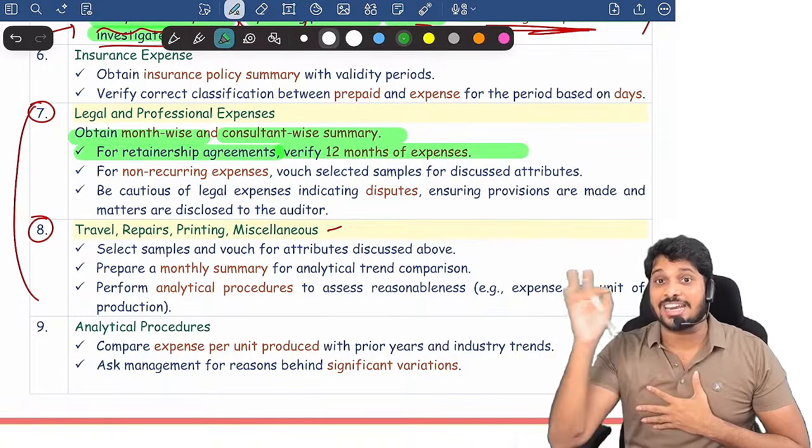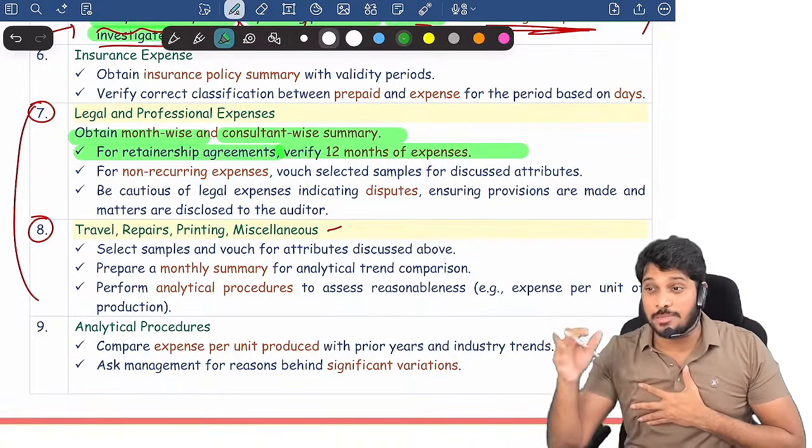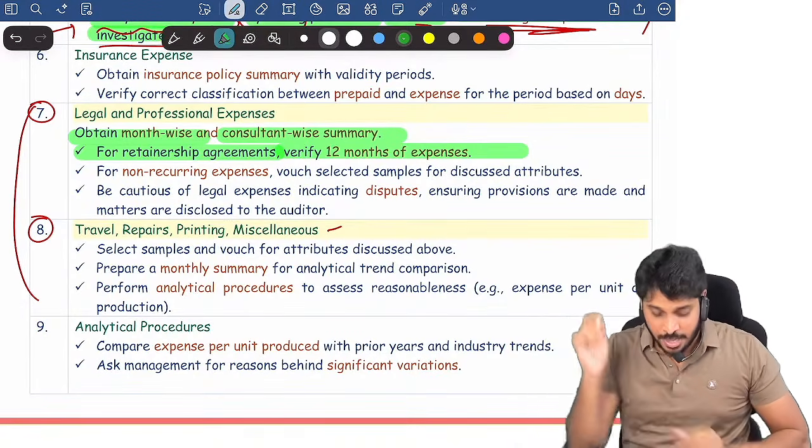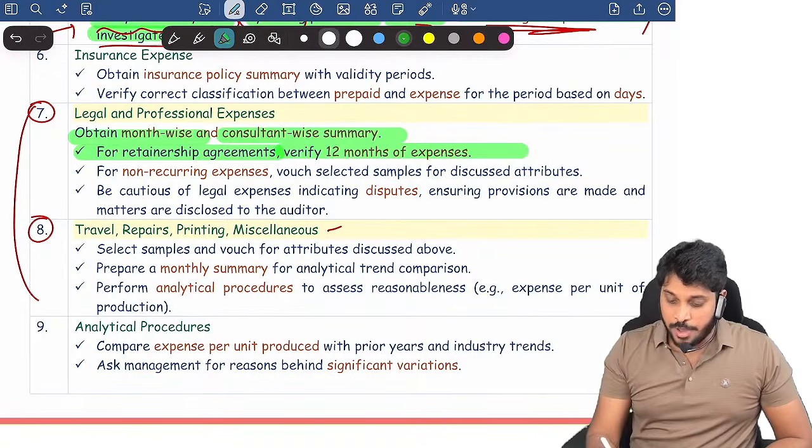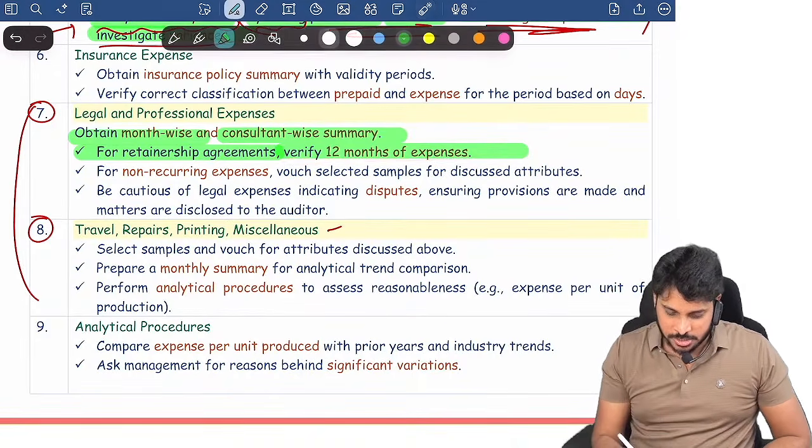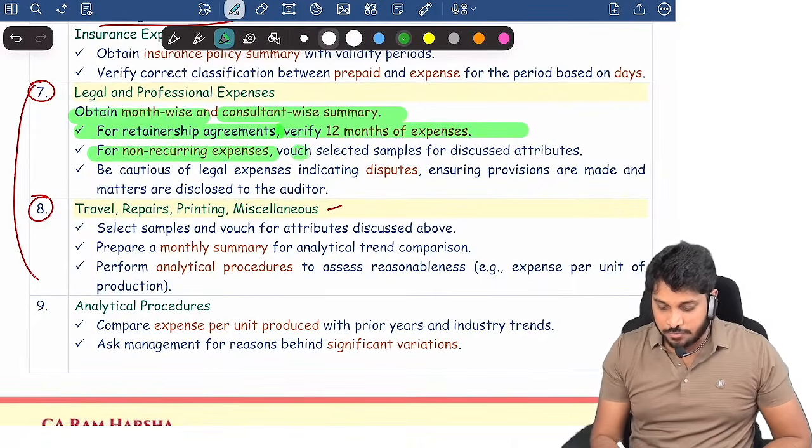They are like an employee. Retainer fee, we call them retainers, full-time retainers for the company. So for retainership agreements, verify 12 months of expenses. Next, for non-recurring expenses, vouch selected samples.